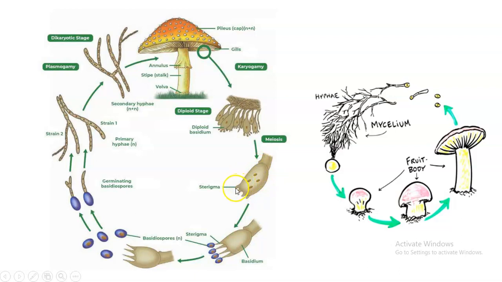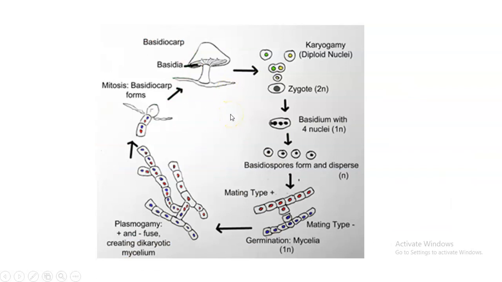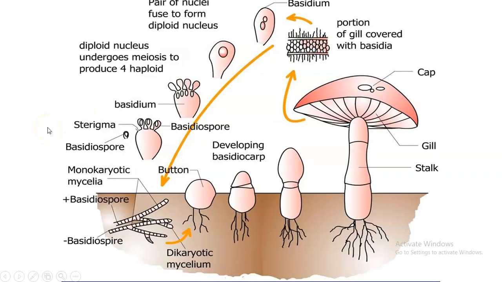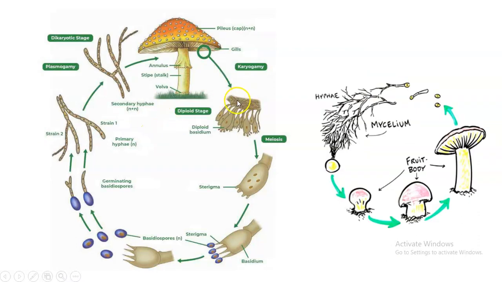Now there will be the formation of sterigma. Actually this is not sterigma, this is sterigma. At the tip of the basidium there will be formation of sterigma. I am sorry, no, it's not here. From the gills the basidium will be formed directly, and from the basidium there will be the formation of sterigma. This is the sterigma, and all four haploid nuclei created will enter into these projections called sterigma. At the end of the sterigma you can see the haploid nuclei.